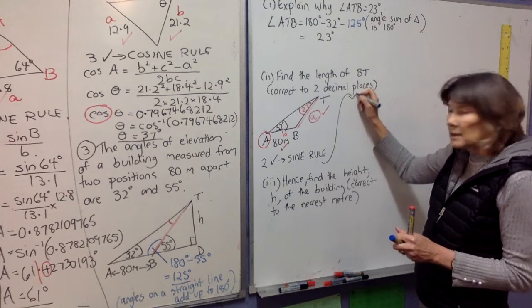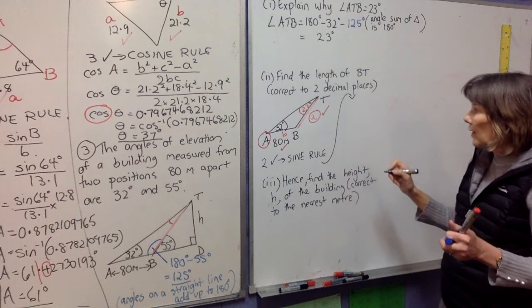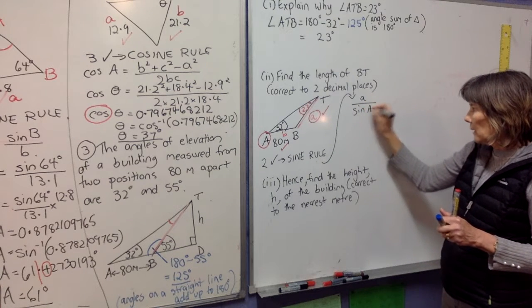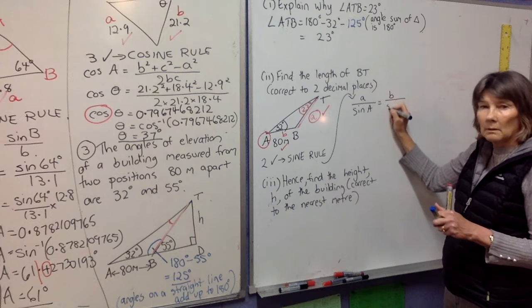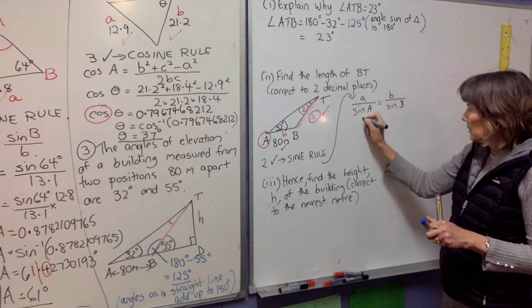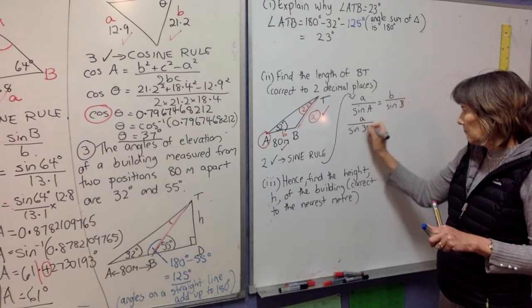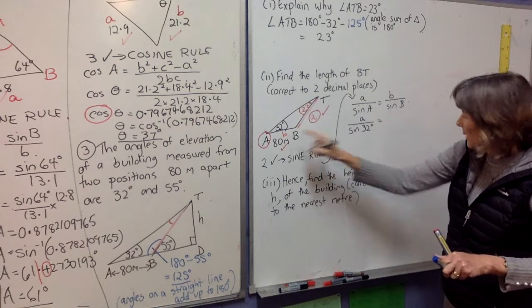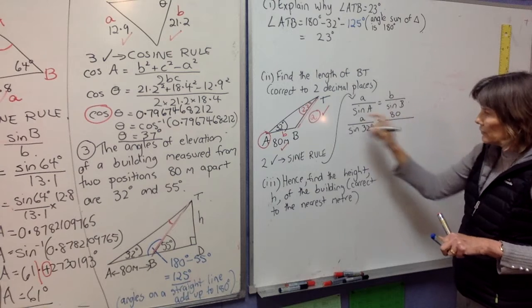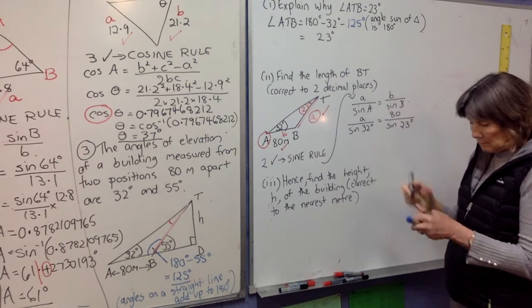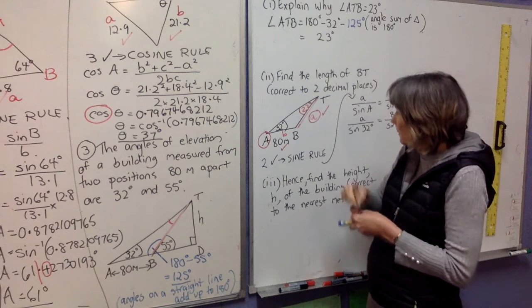So now I'm going to start doing the sine rule for finding a side length. Here's the formula. And now I'm going to sub in. So we're looking for A over sine 32 degrees equals B, 80, over sine 23 degrees. Sorry, I should have marked in that's angle B there.